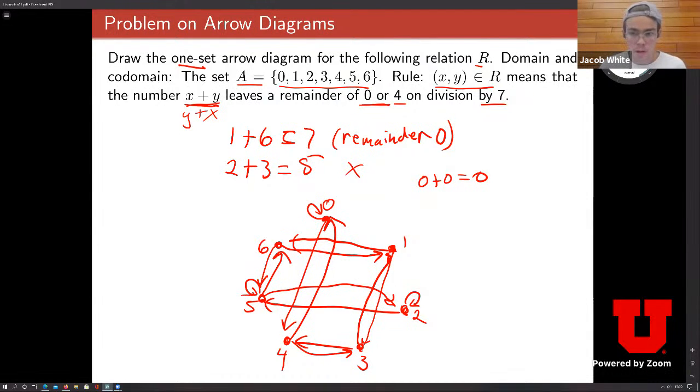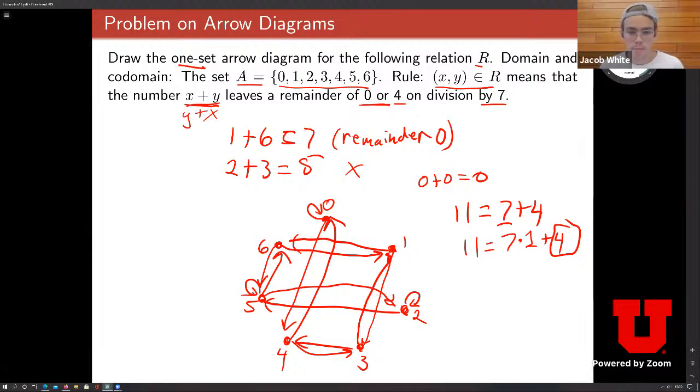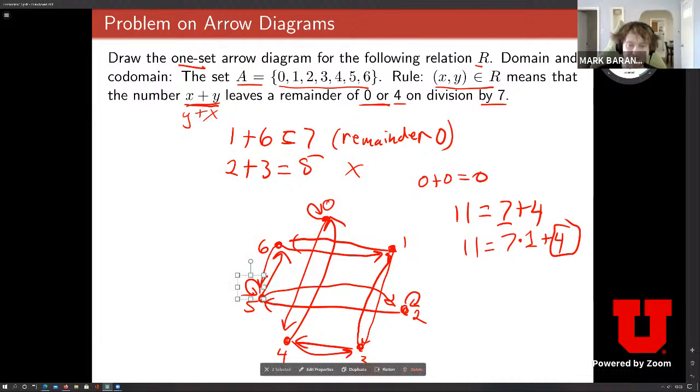Wait, did you say when it's 11, the remainder is 4? Yeah, so I can write 11 equals 7 times 1 plus 4. So from our division theorem, the remainder is 4. Everyone good on that? And why was 5 with itself? I should not have done that. Thank you. Because 5 plus 5 is 10, which has a remainder of 3. So that was a mistake.